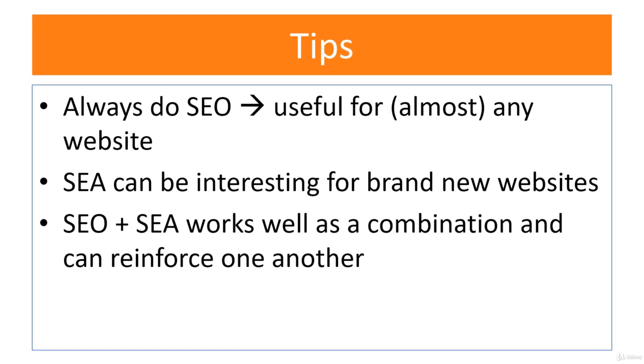SEO and SEA work well as a combination, and they can reinforce one another. Using both allows you to draw even more visitors to your website. Also, by advertising, you can test quickly and find out which keywords are the most profitable for your website. You can then use those keywords for an SEO campaign to try and also attract visitors through the unpaid search results for those keywords. With these tips, you can decide for yourself which search engine marketing methods you will want to use for your website.